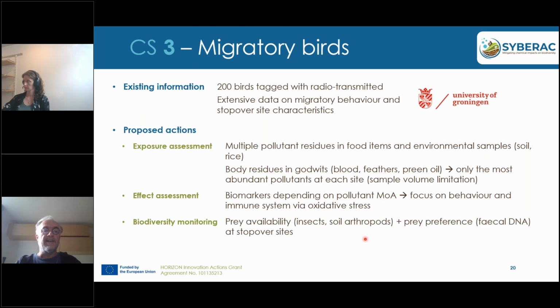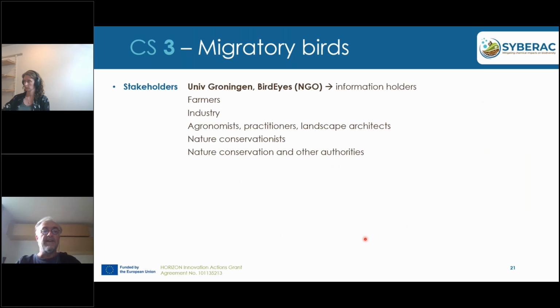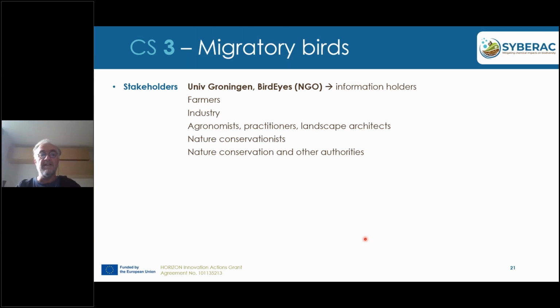And we have different proposed actions on exposure and effect assessment and biodiversity monitoring. Slightly different, of course, from Hope Farm, the other case study, because the objectives of the studies are different. This helped us also to identify different stakeholders. One of them is the University of Groningen and another is an NGO, because they have a lot of data and interest, but there are also farmers along the migratory route, industry, local agronomists, and nature conservationists. So this also helped us to interact with stakeholders quite a bit.